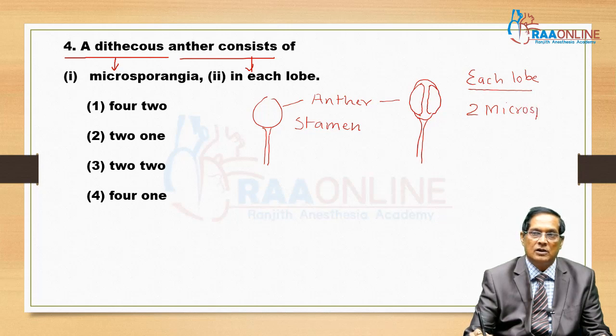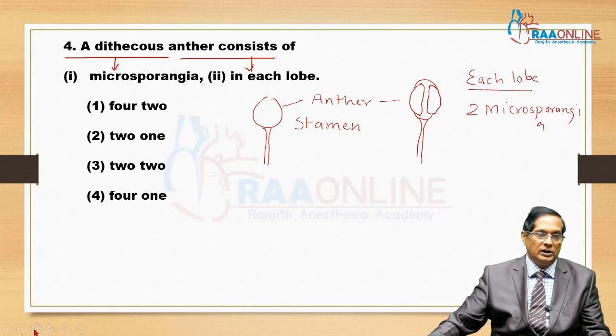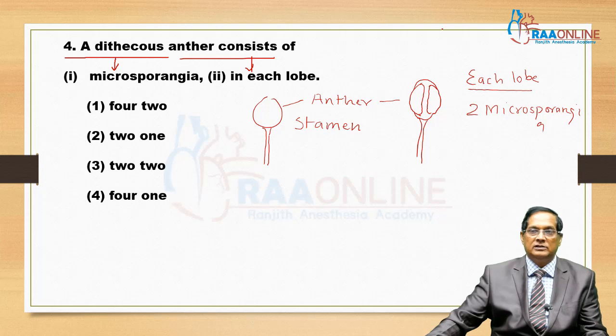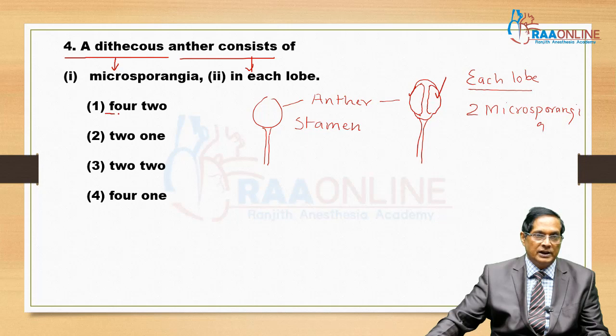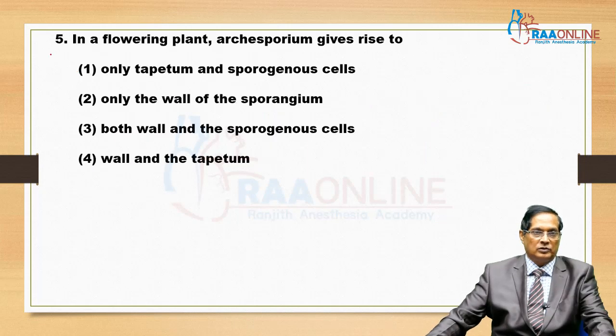Now the answer is quite clear. The total number of sporangia in the anther is two in this lobe and two in this one. So a total of four sporangia are there, and in each lobe two. The question is actually in this manner. So there are four microsporangia in the anther and two in each lobe.